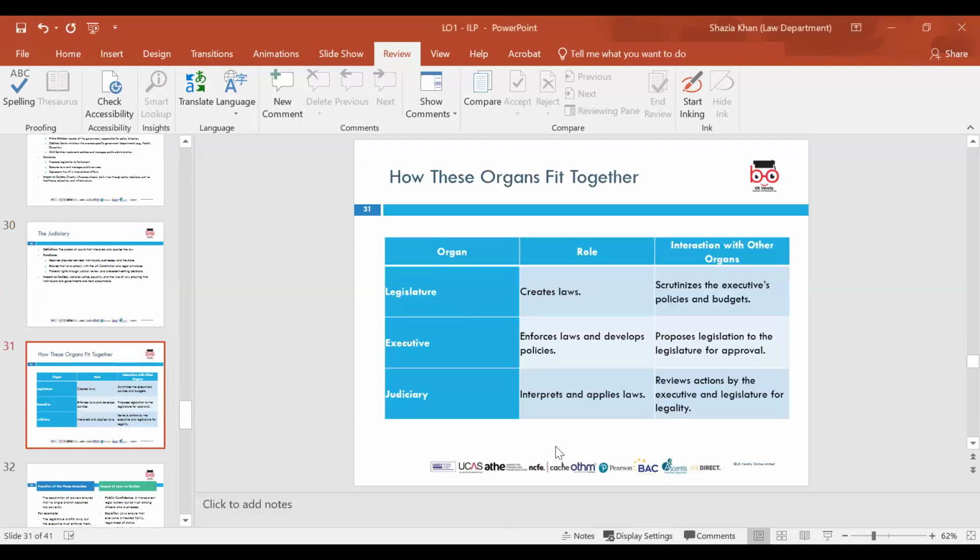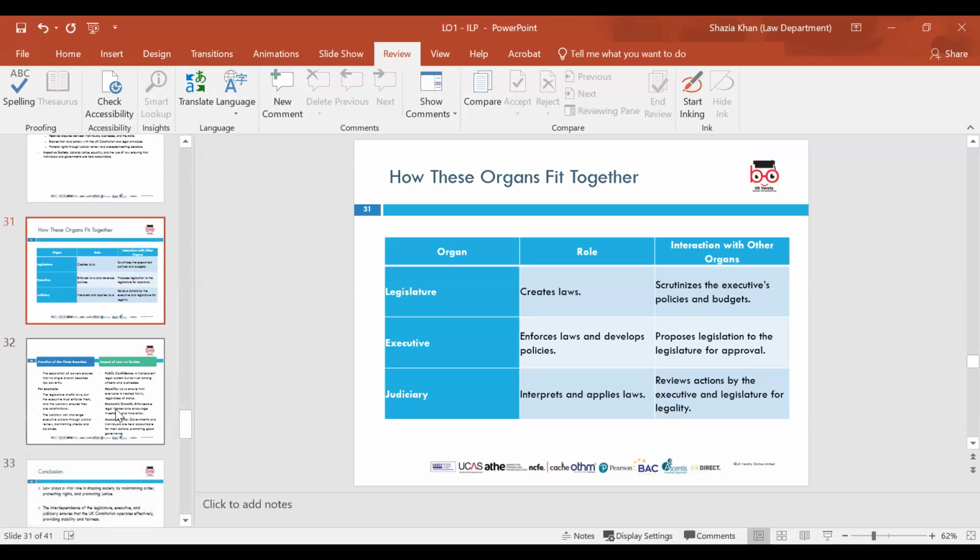So the functions in this diagram: the legislature creates law and scrutinizes the executive's policies and budgets. The executive enforces laws and develops policies, and proposes legislation to the legislature to approve. How they work together is really important because they all work together to help each other and to make things work. And then the judiciary interprets and applies the law, and reviews actions by the executive and legislature.